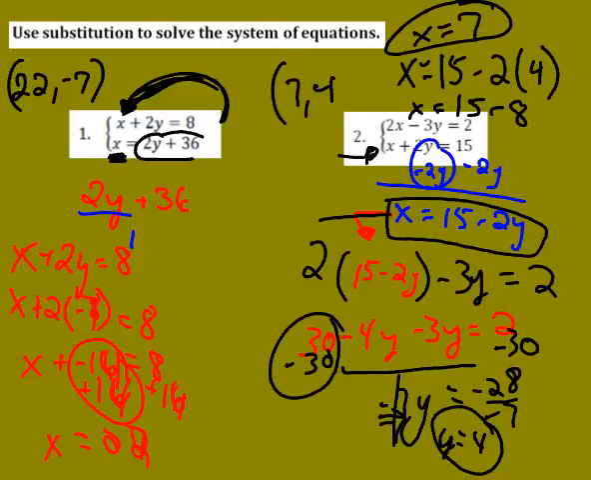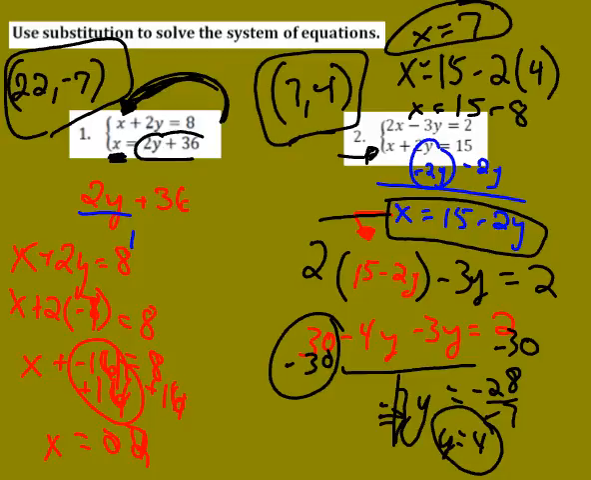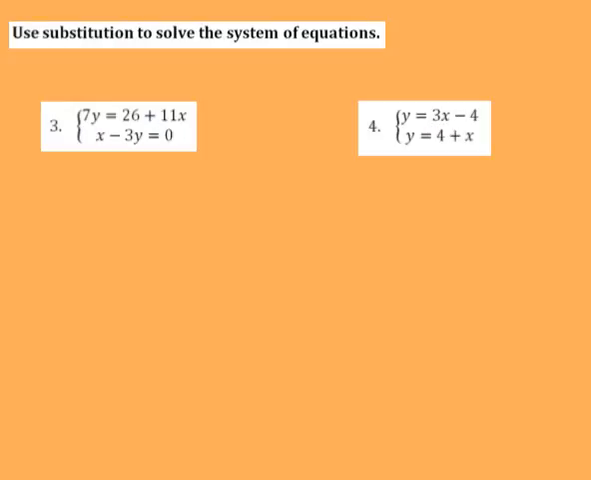So I have 7 comma 4. So those would be your 2 first examples of substitution. 3. Ooh, 3 is my favorite, because really, 3 only has one variable. This x minus 3y is equal to 0. If I add 3y here, and recognize I can get x by itself here, I have x equal to 3y.